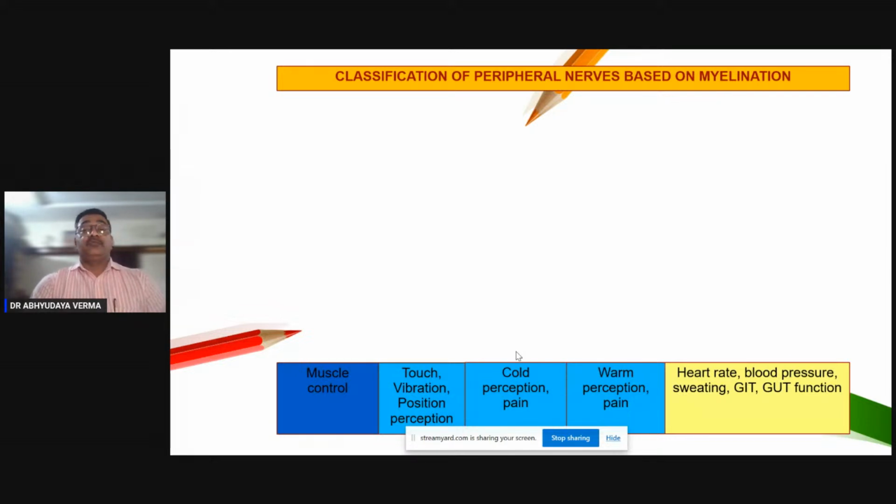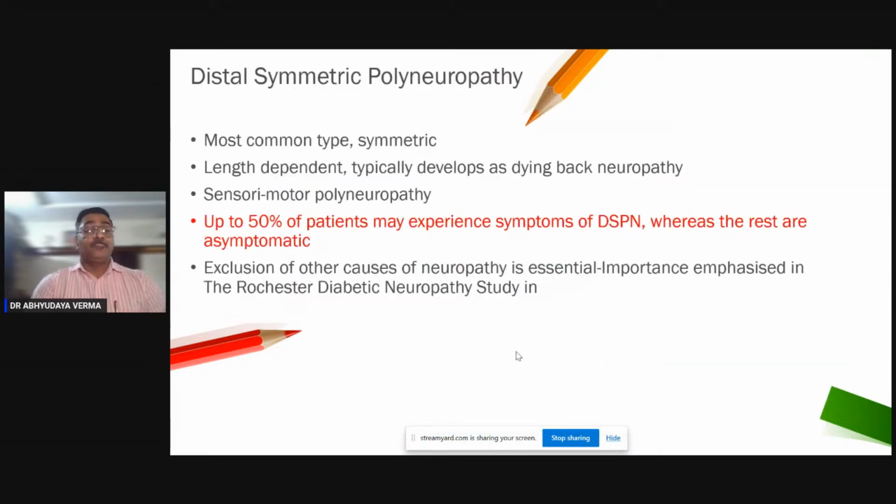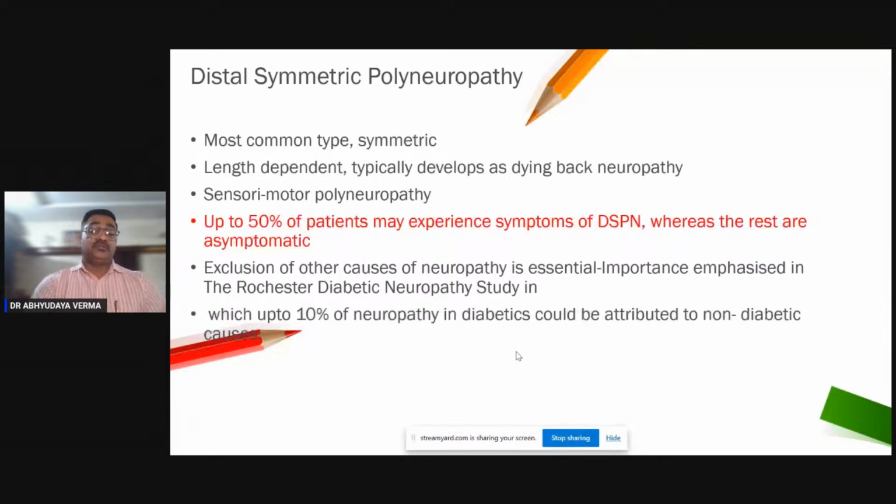And this is the classification of peripheral nerves based on myelination. I won't go into detail. The most common is distal symmetric polyneuropathy. Here both sensory and motor polyneuropathy are involved. Up to 50% may experience this, and the rest of the patients may be asymptomatic. It can still be there, but the symptoms might not have appeared. And in diabetic patients, up to 10% of neuropathy can be attributed to non-diabetic causes also. So that also we should keep in mind.